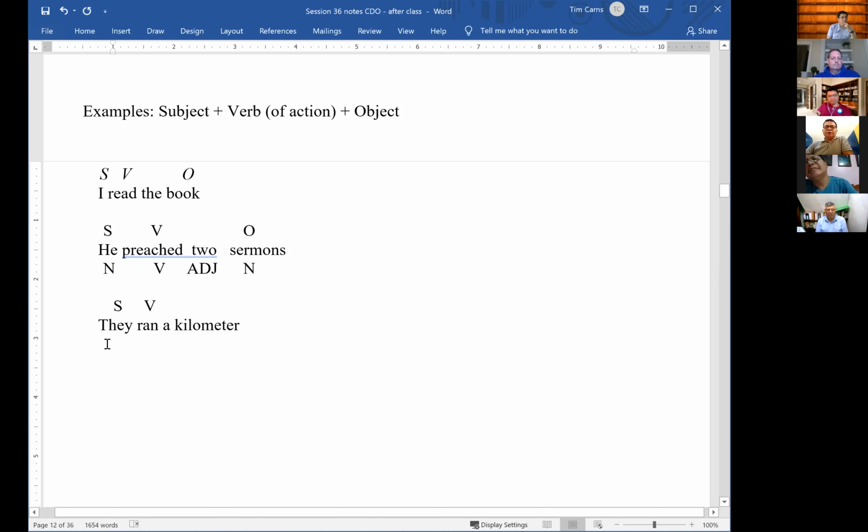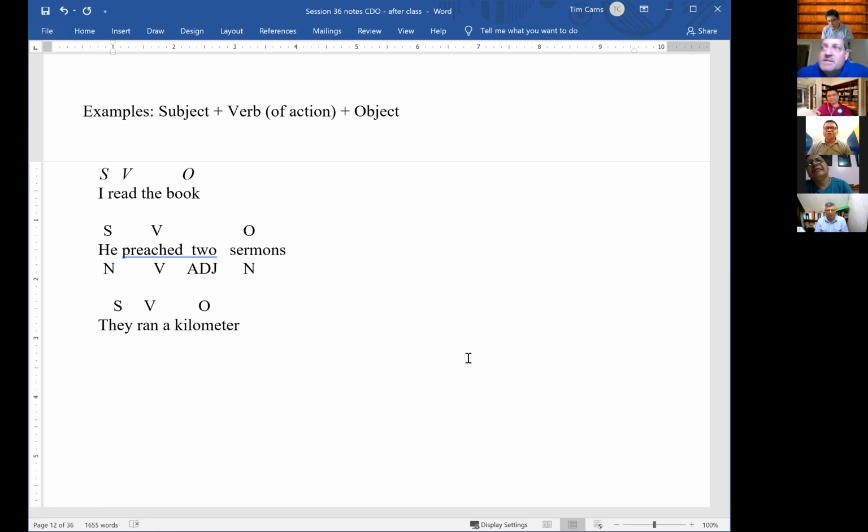Predicate nominative. Okay, this is a noun. Kilometer is a noun, but again, notice what kind of verb we have. A verb of action. So we're going to have an object, right? And the object is what? It's kilometer.